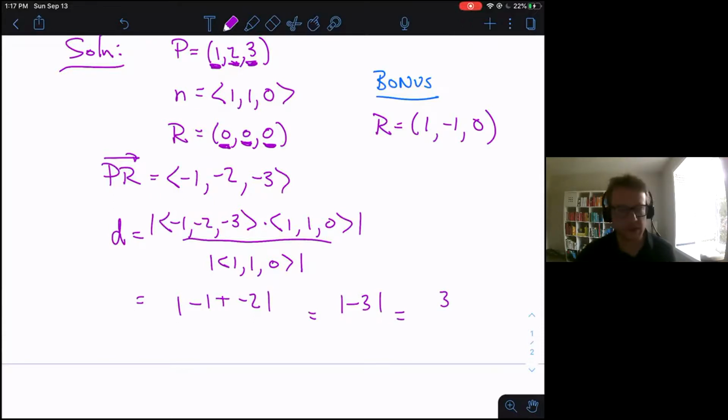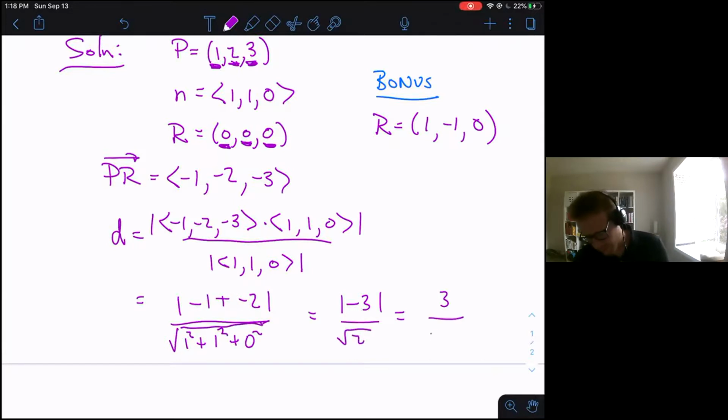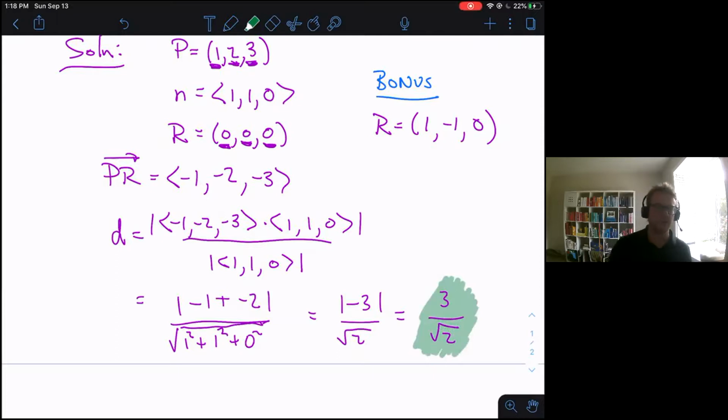But let's not forget about our denominator, right? So for our denominator, we need to take the magnitude of this vector. So this is going to be the square root of 1 squared plus 1 squared plus 0 squared. So this is just going to be the square root of 2. And so this right here would be my final answer. This is the distance between the point and the plane. That wasn't too horribly long.